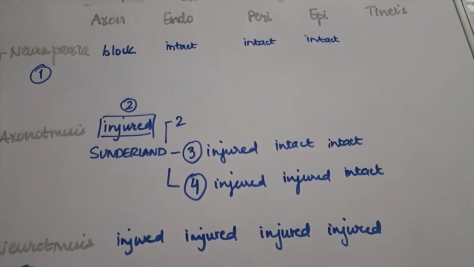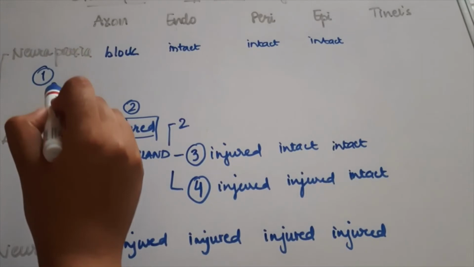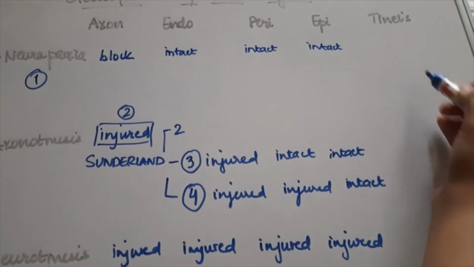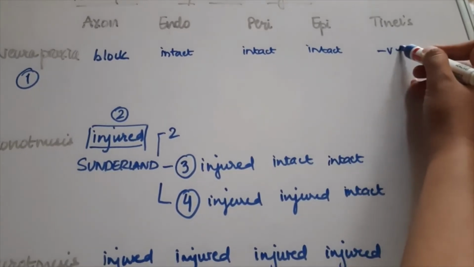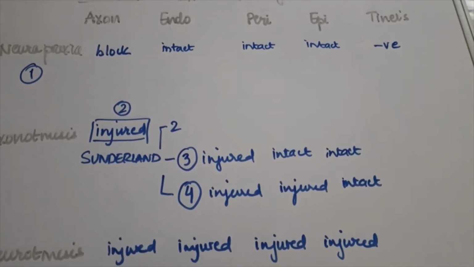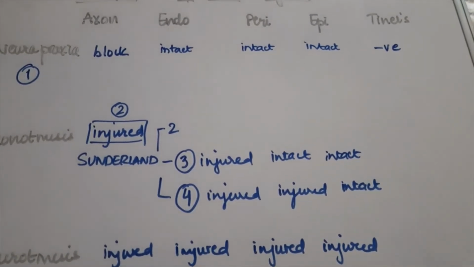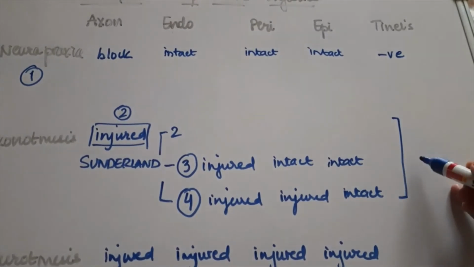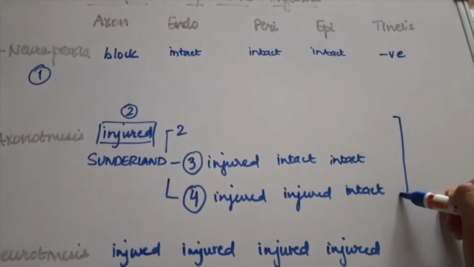After discussing the level of injury, let us look at what happens to the Tinel sign in each of these cases. In neuropraxia, Tinel sign is negative. The sensation in a simple axon block is more or less intact. And since the sensations were already intact, there is no question of feeling a tingling sensation in the area of loss of sensation.